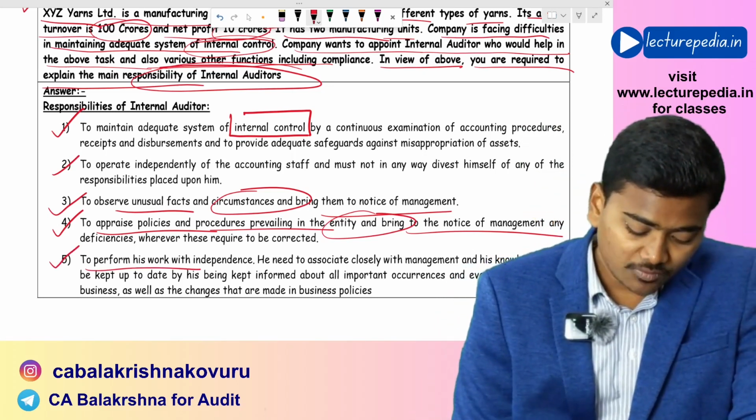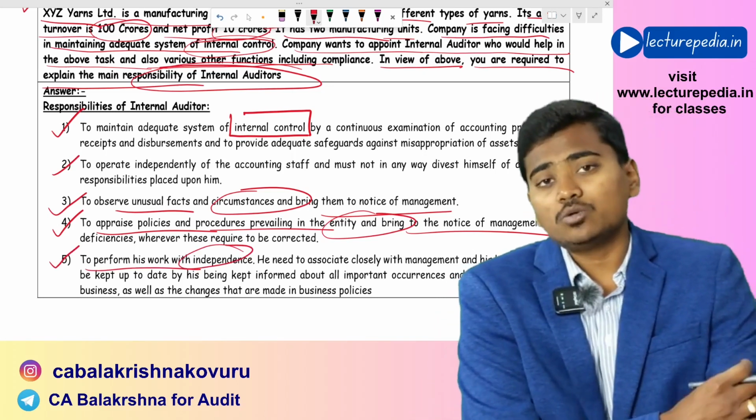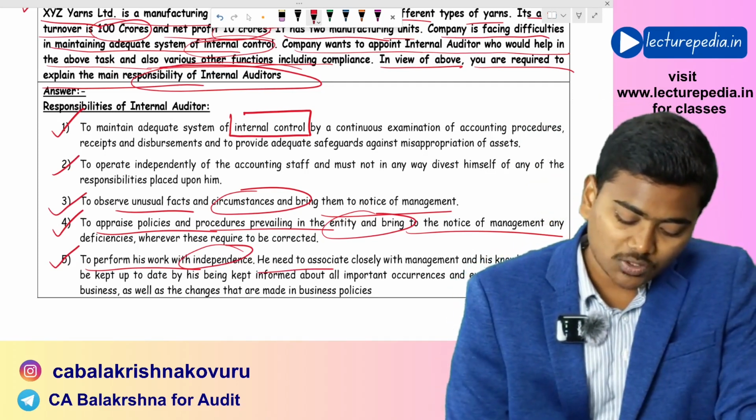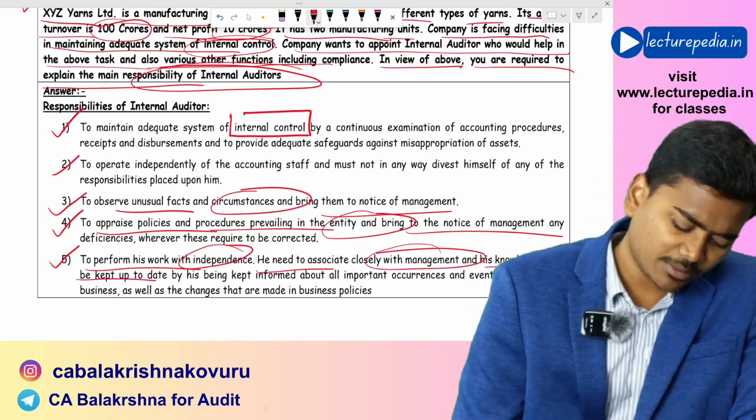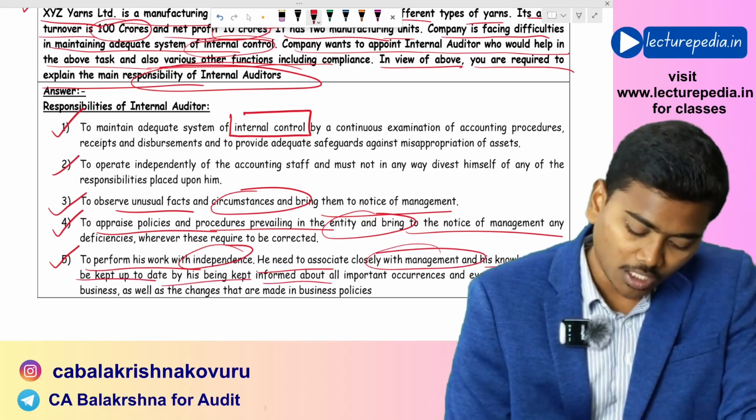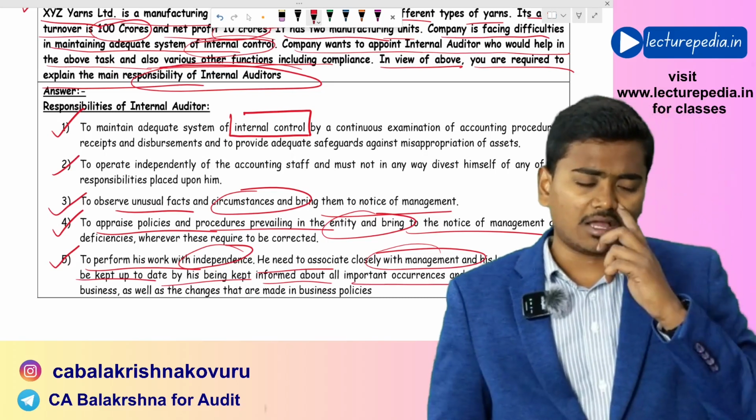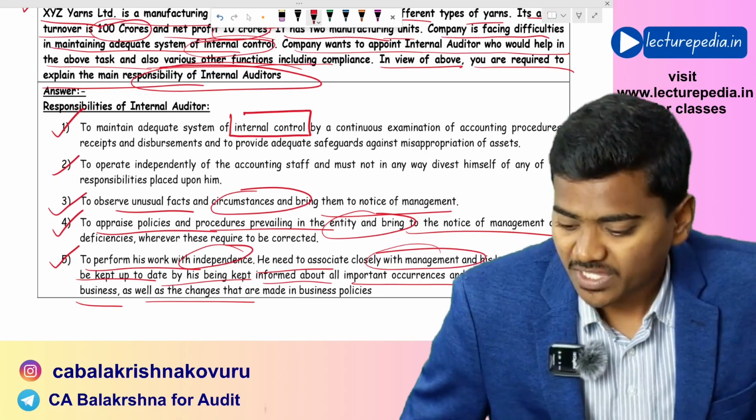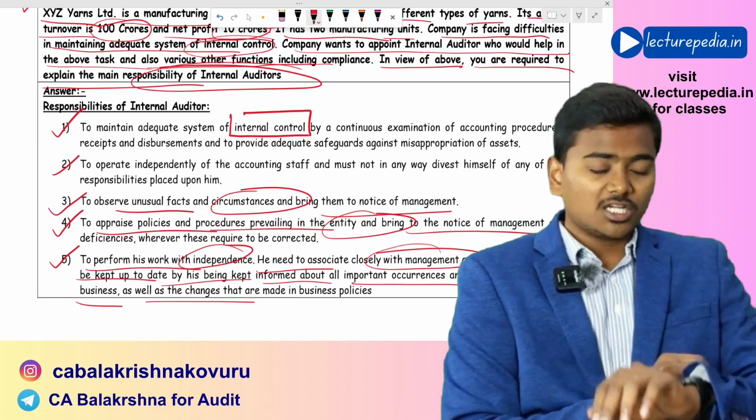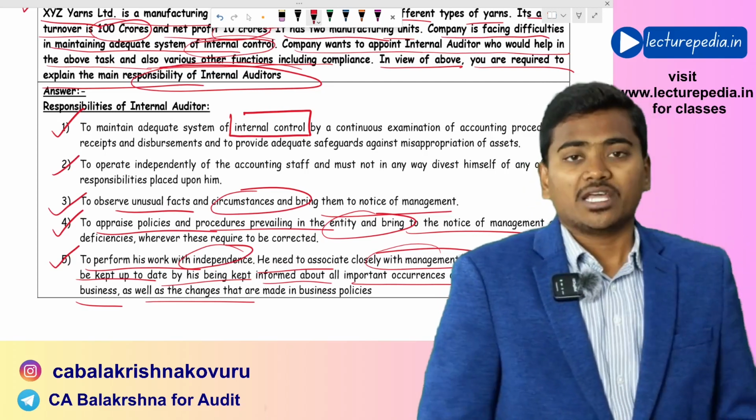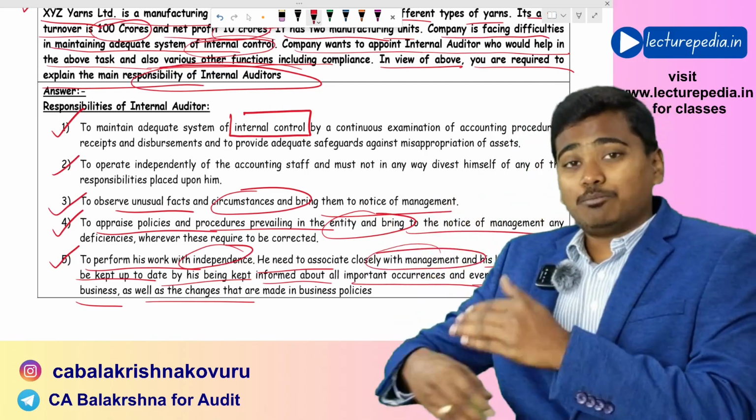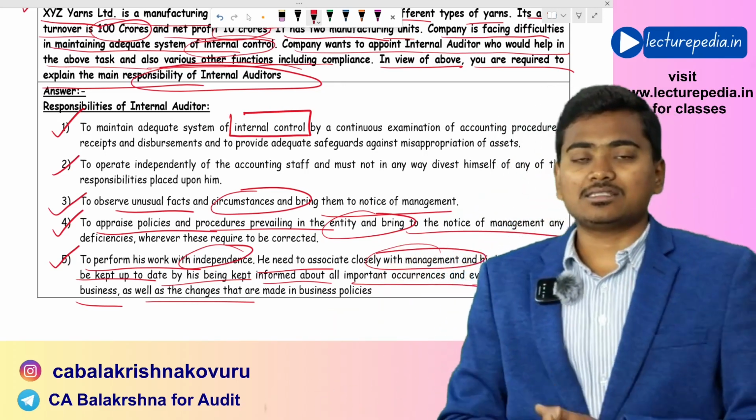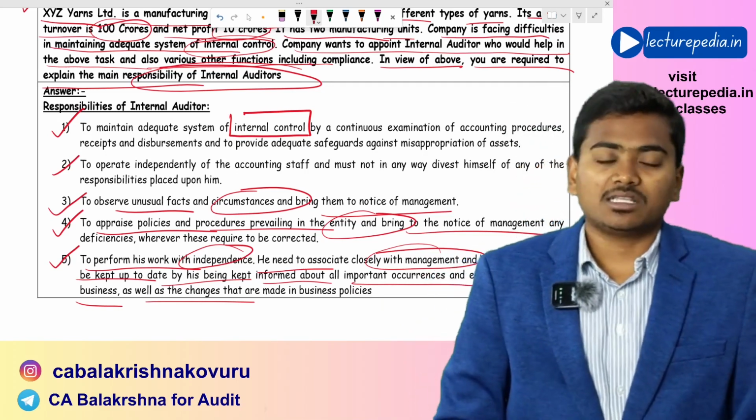And to perform his work with independence, as I have already told you, even the work of the internal auditor requires independence, and he needs to associate closely with the management, and his knowledge must be kept up to date by being kept informed about all information and occurrences affecting the business, as well as the changes made in the business policy. Basically, he needs to closely coordinate with the management. He needs to keep his knowledge about the business up to date, and he needs to inform the management about the latest occurrences that are taking place in the industry.